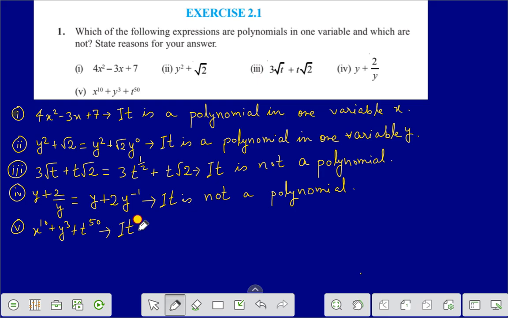It is a polynomial in three variables, x, y, and t, right?